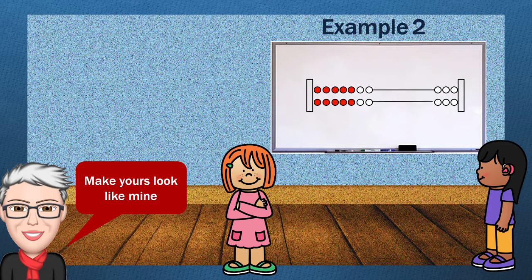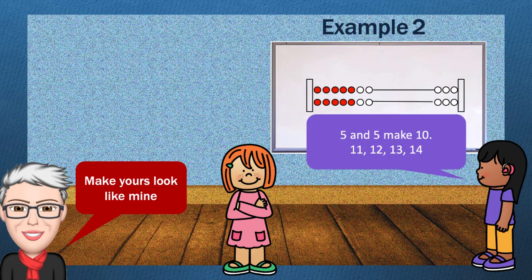In example 2, children that moved the red beads on each rod first and then moved the white beads on each rod might already have a concept of 5 as a composite unit. Some children might reason that 5 and 5 make 10 and then count on 11, 12, 13, 14 as they point to the white beads.